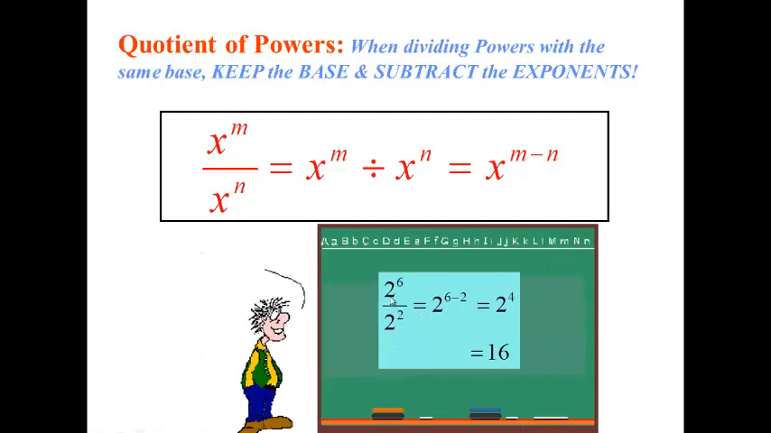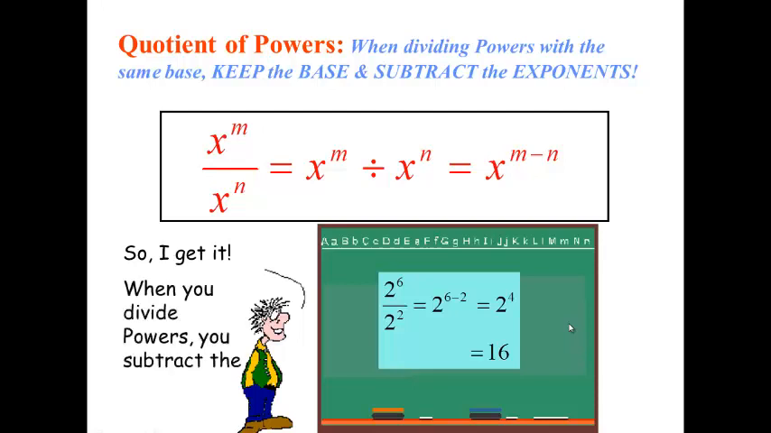So if this is our example, 2 raised to 6 divided by 2 raised to 2, since we are dividing a monomial with another monomial and we have the same base, we keep the base and then subtract the exponents. 6 minus 2, which is equal to 4. And then 2 raised to 4 is 2 times 2 times 2 times 2, which is equal to 16. So when you divide powers, you subtract the exponents.